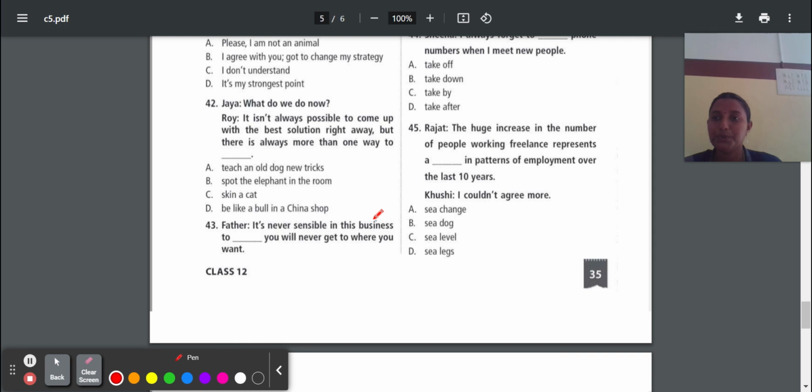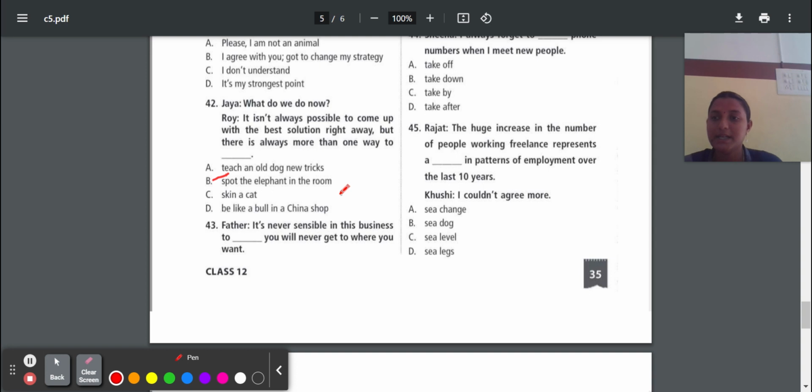Question number 42. Jaya, what do we do now? Roy, it is not always possible to come up with the best solution right away, but there is always more than one way to dash. Option A, teach an old dog new tricks. Option B, spot the elephant in the room. Option C, skin a cat. Option D, be like a bull in a china shop. Answer for the question 42 is option B, spot the elephant in the room.